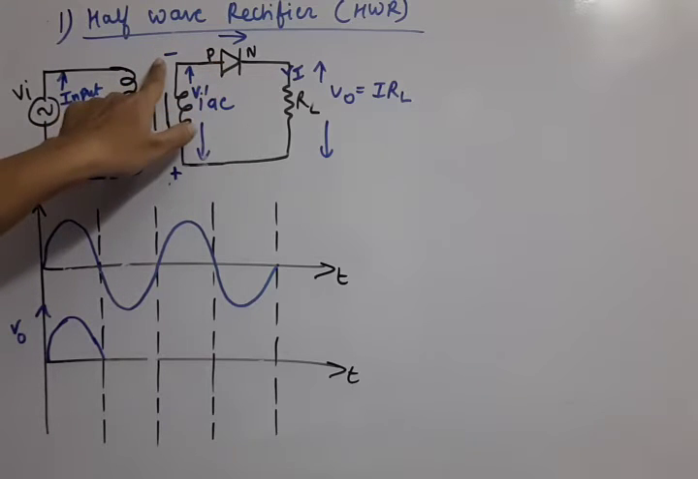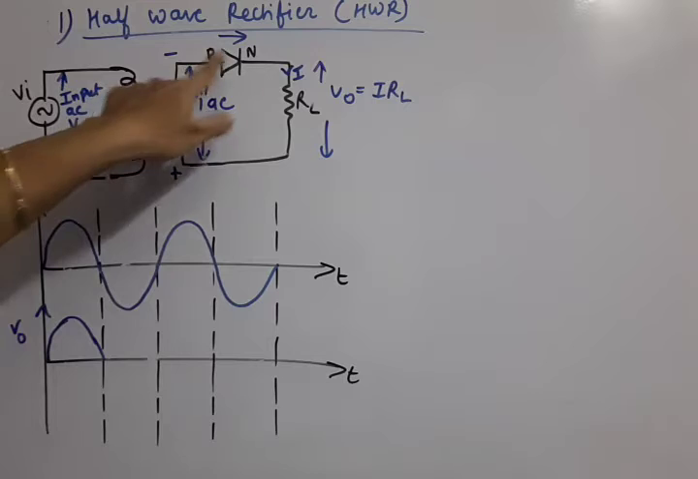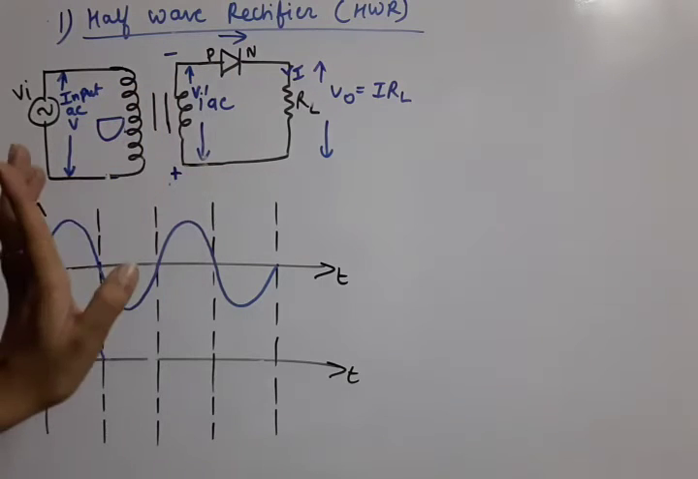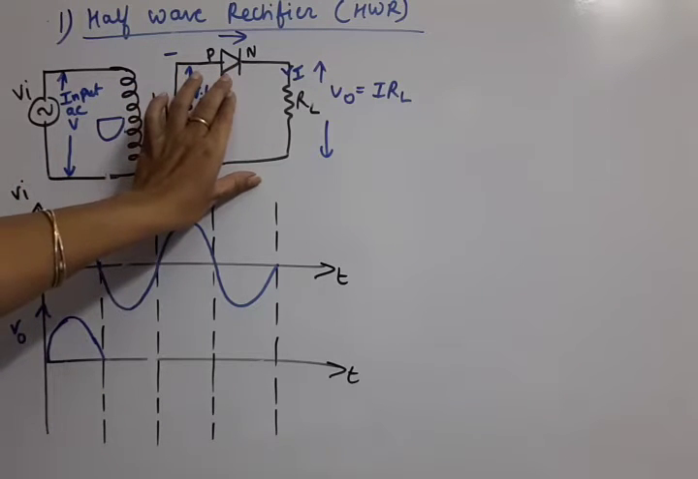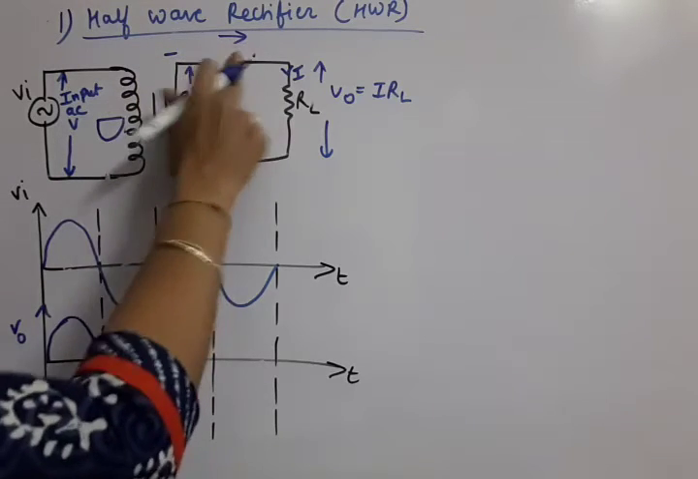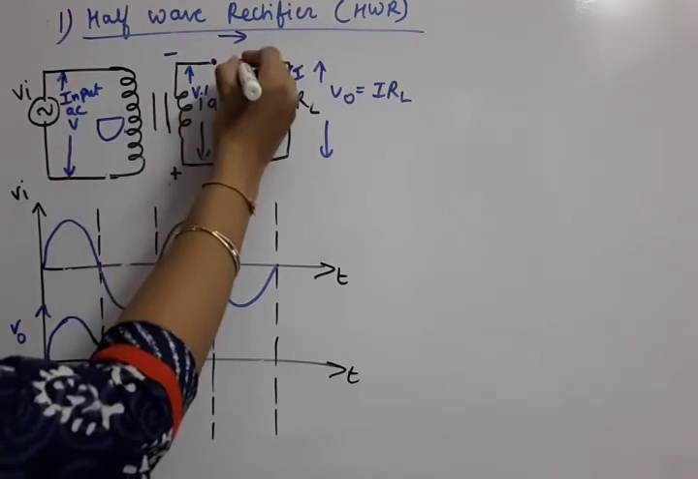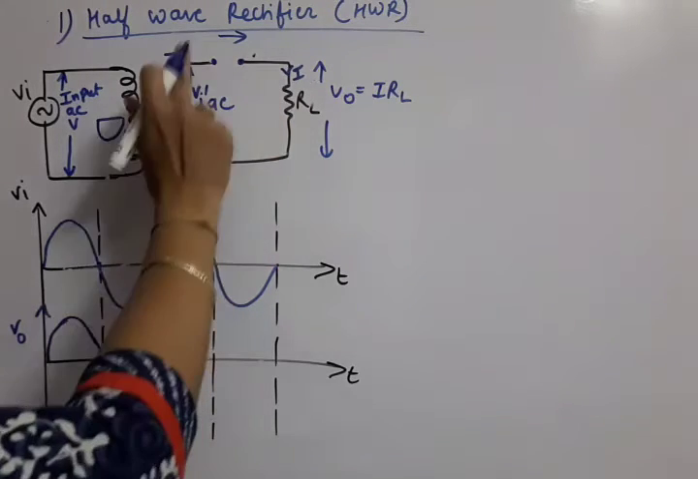Now P is connected to negative, N is connected to positive. So P negative, N positive, this is reverse biasing. And in reverse biasing, the diode does not conduct. So if it does not conduct, it will behave like an open circuit. You can see it will behave like an open circuit this way. And if it is an open circuit, current is zero. Current cannot flow because it is open.